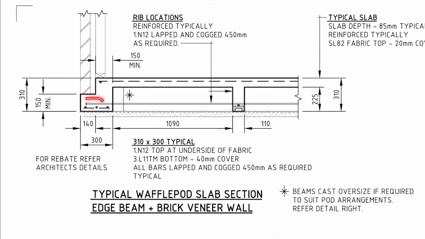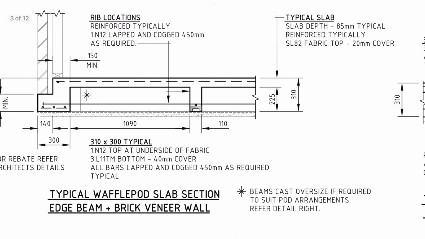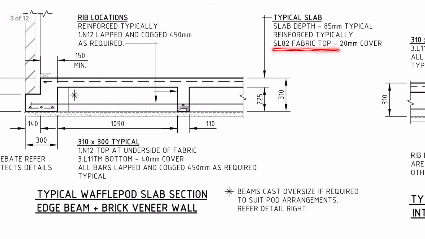bottom. So TM is trench mesh with 3 longitudinal bars of 11 millimeters. And then we have a typical slab which is 85 millimeters thick, reinforced with SL82 mesh at the top, which is this dashed line here. Let's jump to the first floor framing plan and try to figure things out together here.